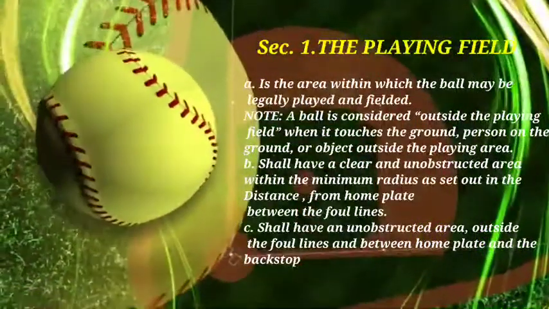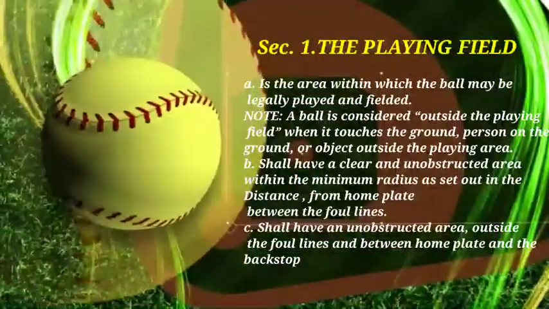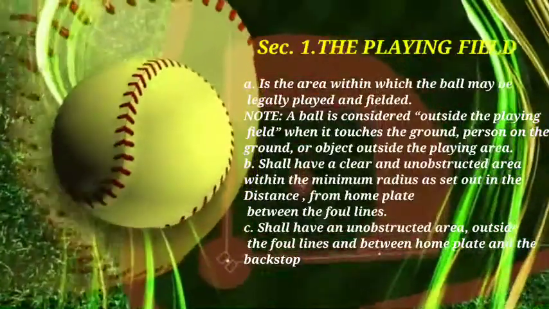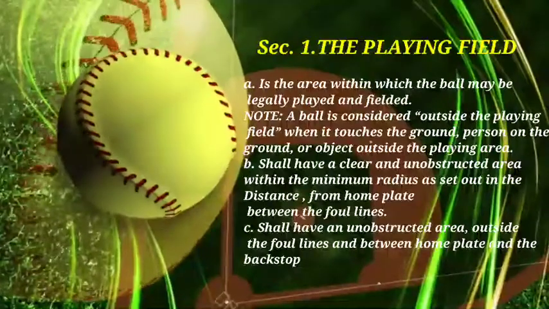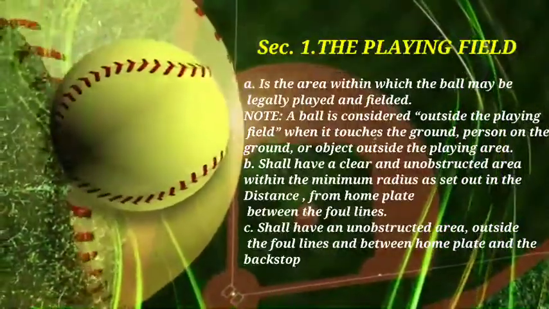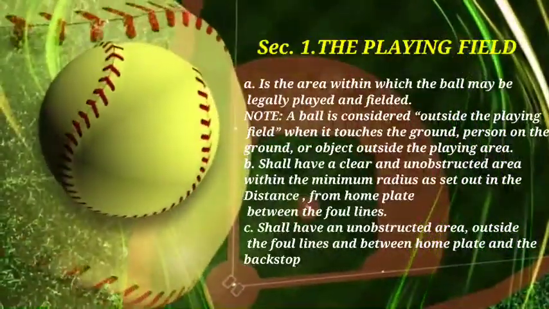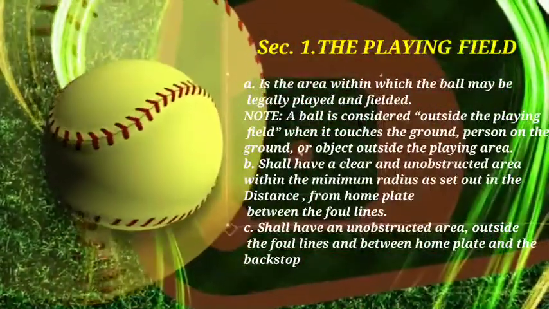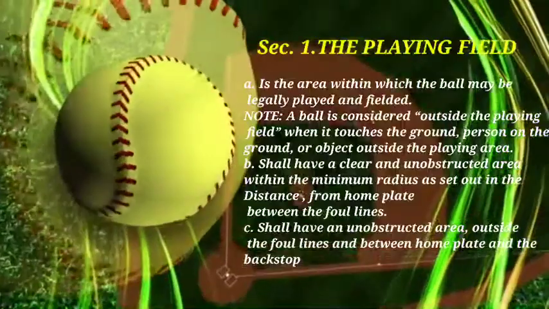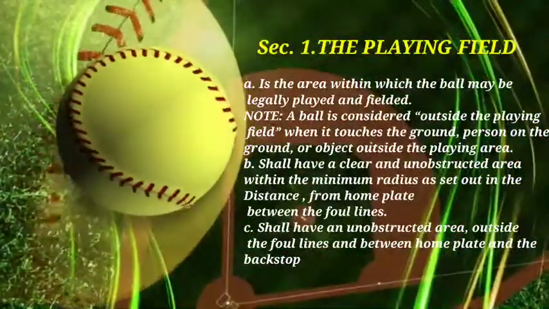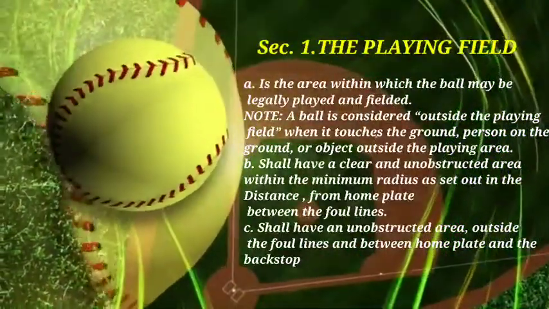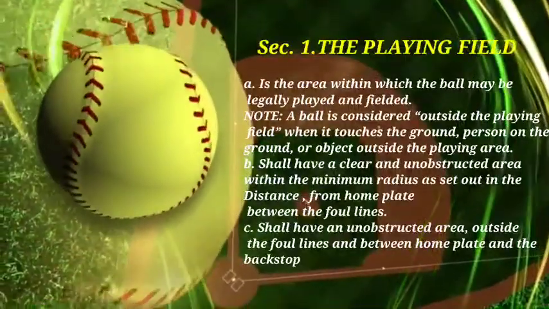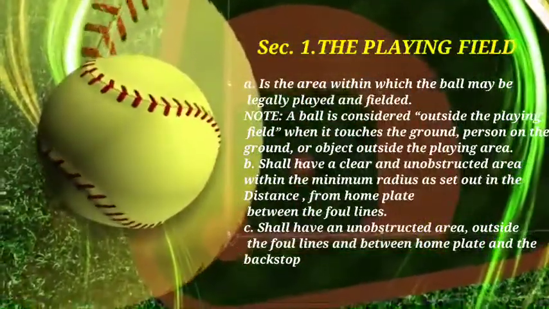Note, a ball is considered outside the playing field when it touches the ground, person on the ground, or object outside the playing area. B. It shall have a clear and unobstructed area within the minimum radius as set out in the distance table from home plate between the foul lines. C. It shall have an unobstructed area outside the foul lines between home plate and the backstop.